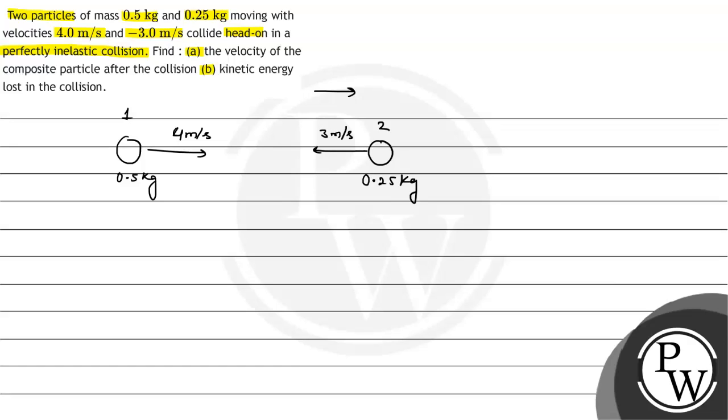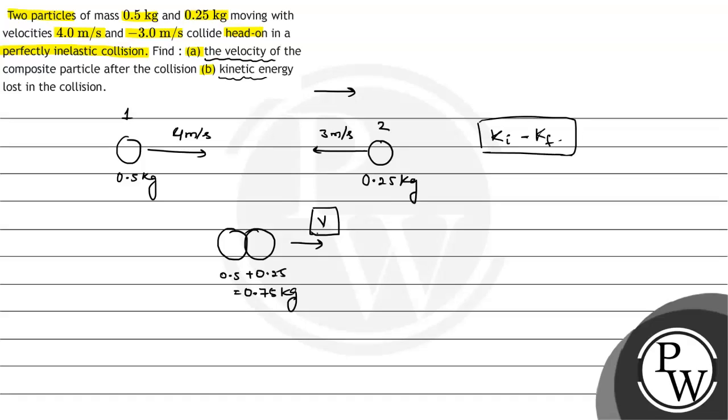Okay, so now what we have to find? We have to find the velocity of the composite particle. After some time, they collide and become one composite particle which moves with velocity v, let's suppose, and its mass will be 0.5 plus 0.25 equal to 0.75 kgs. Now we have to find this velocity, and in B part we have to find kinetic energy lost. So we have to find initial kinetic energy minus final kinetic energy. So it is the kinetic energy lost.